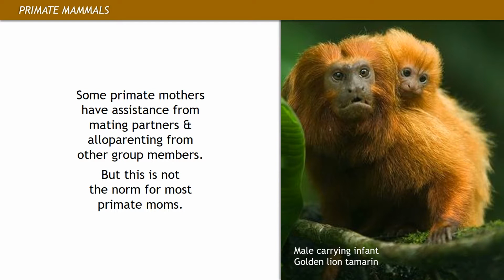Some primate mothers have assistance from mating partners and alloparenting from other group members. So this is particular to the tamarins and marmosets. Here we have a unique social structure called communal breeding, in which one female does all of the breeding for the entire group. And so it's beneficial to the group members to take care of those babies as well as to the fathers. And what this does is they'll come over, they'll take the baby from mom, and that allows mom to go out and find food so that she can keep producing milk. This is not the norm for most primate moms. Most moms are on their own and have all responsibility for child care.